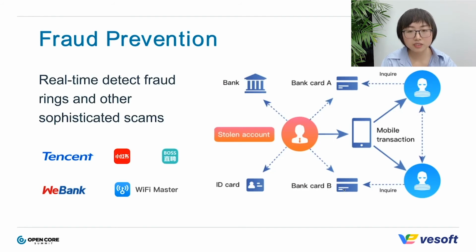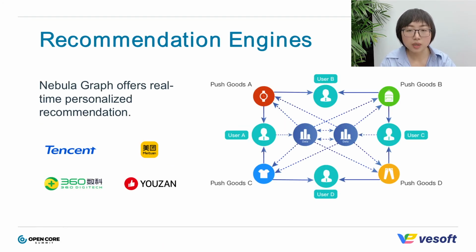The first one I'm going to talk about is fraud prevention. Large financial institutions must traverse countless numbers of transactions to piece together potential crimes and understand how a combination of transactions and devices might be related to a single fraud scheme. This scenario can be easily modeled as a graph. With NebulaGraph, businesses can detect fraud rings and other sophisticated scams in real time after characterizing the behavior of the fraud act.